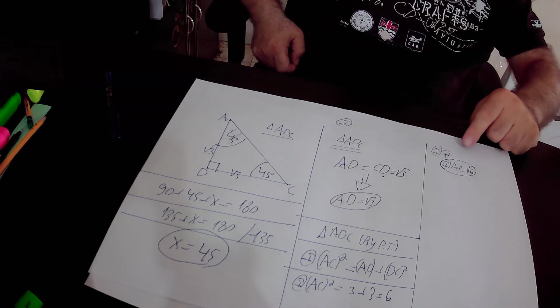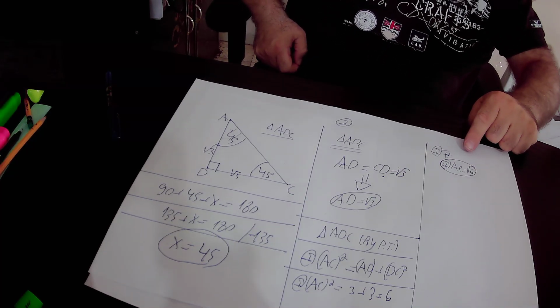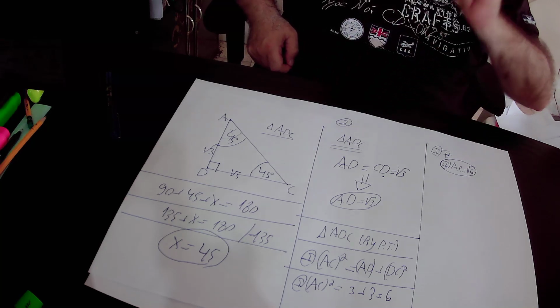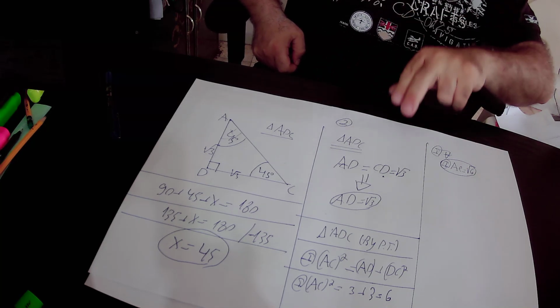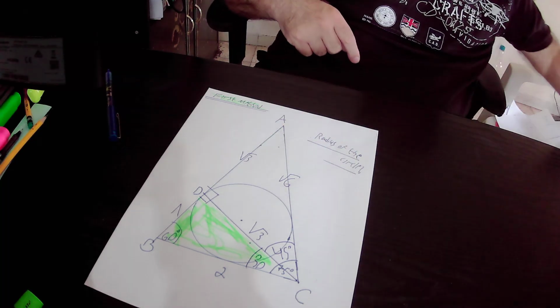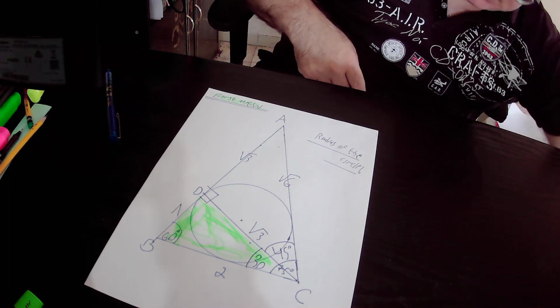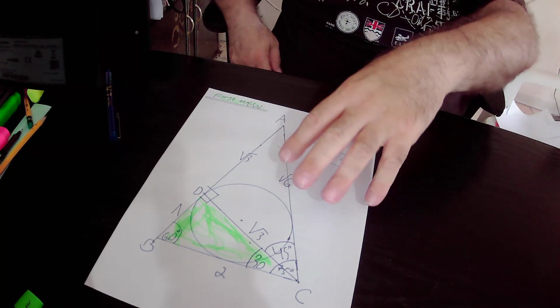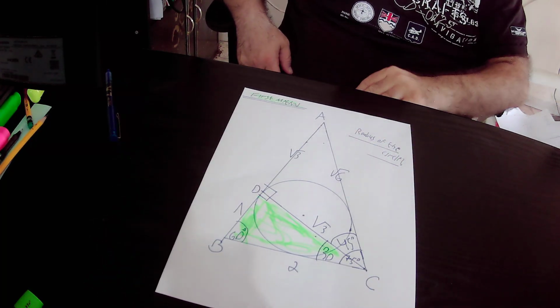We took the square root of this equation, number 1, and found out that AC equals the square root of 6 units. Here, AC equals the square root of 6 units, so I actually found out the lengths of all the sides of triangle ABC.